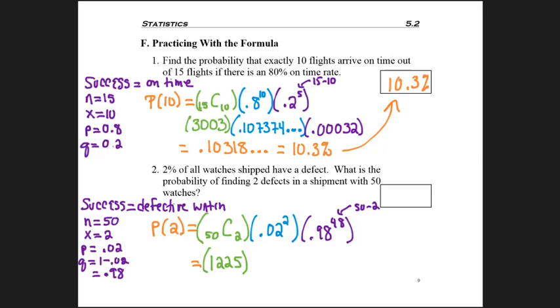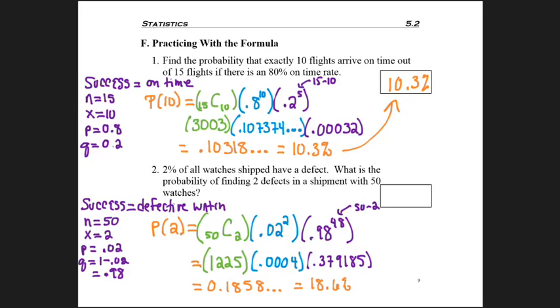I plug the parts into my calculator to get 1,225 for the number of different ways I could line those watches up where 2 of them don't work. 0.0004, and it stopped, ways of success, and 0.379185 ways of failure, and it probably kept going on my calculator. As I multiplied everything together, I get 0.1858.